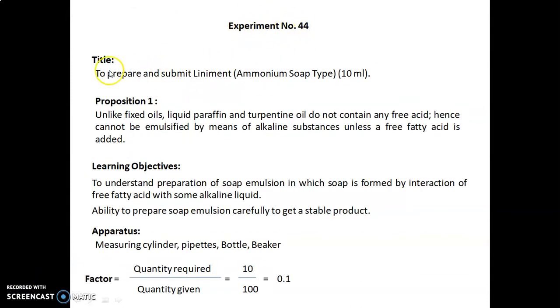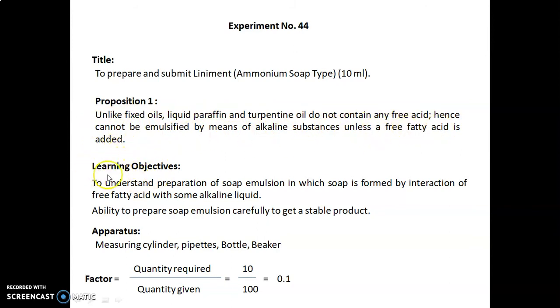Experiment number 44. The title of this experiment is to prepare and submit liniment, that is, ammonium soap type, 10 ml. Proposition: unlike fixed oils, the liquid paraffin and turpentine oil do not contain any free fatty acid, hence they cannot be emulsified by means of alkaline substances unless a free fatty acid is added.